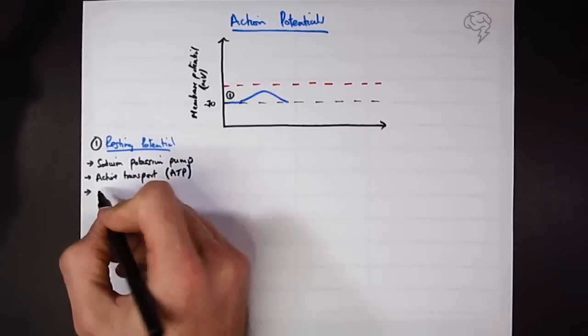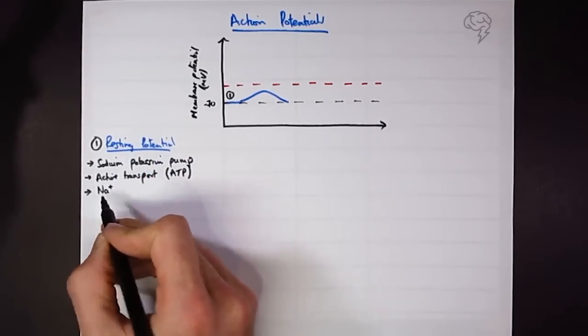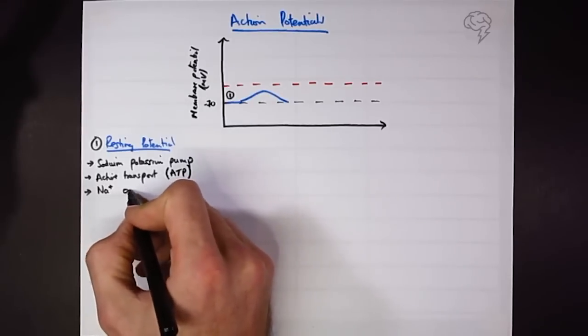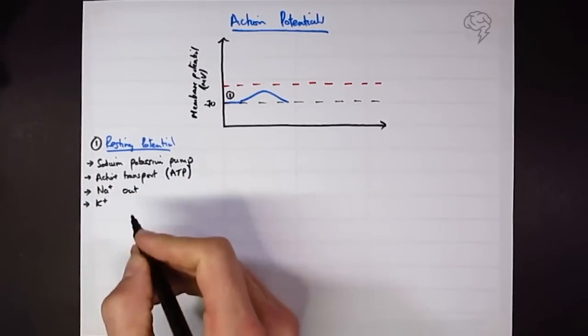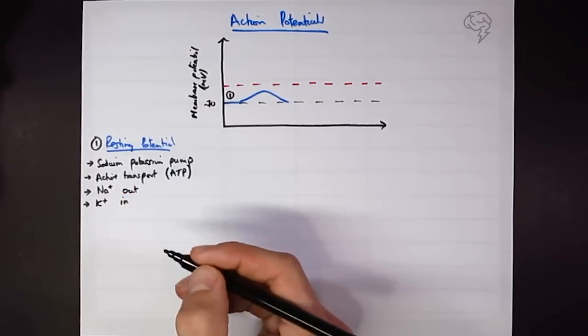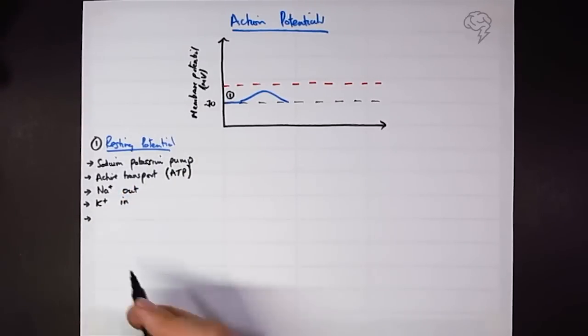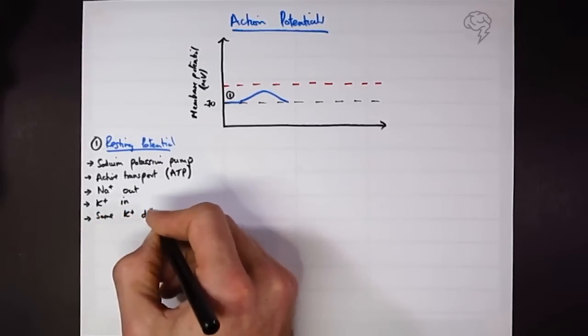What happens? Well, we have sodium, and from now on, I'm going to refer to sodium as sodium ions, Na+, are diffused out of the axon, and potassium ions, K+, are going to be pushed in by the sodium-potassium pump, and then we can finally say that some of the potassium diffuses out through the potassium ion channel.